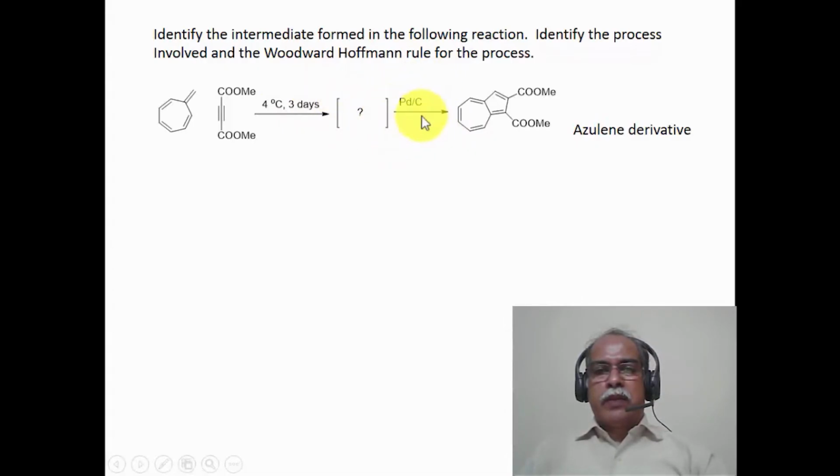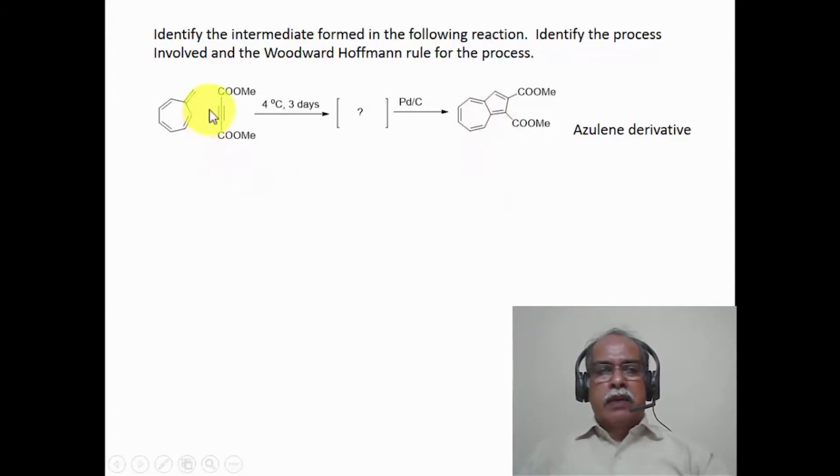The intermediate on treatment with palladium and charcoal has gone to an aromatic compound, which is an azulene derivative. This 7-membered, 5-membered fusion is an azulene ring, so a dimethyl dicarboxylate ester of the azulene derivative is what is formed in this particular case.